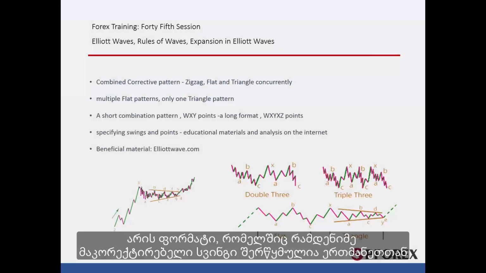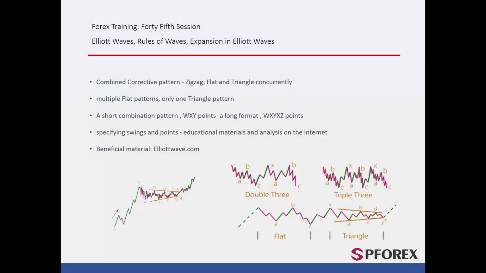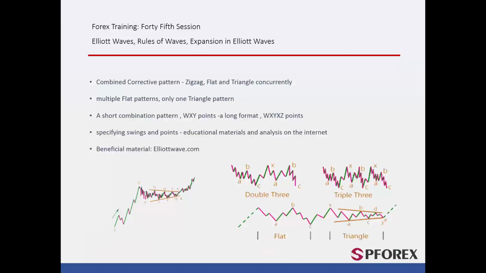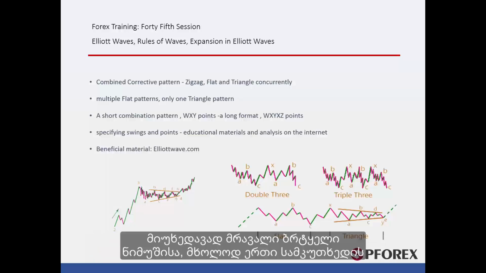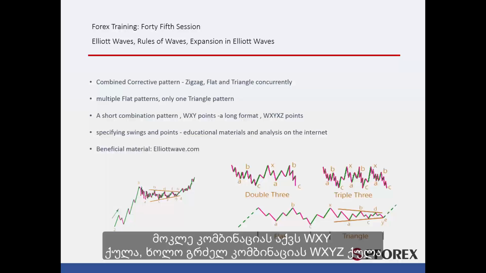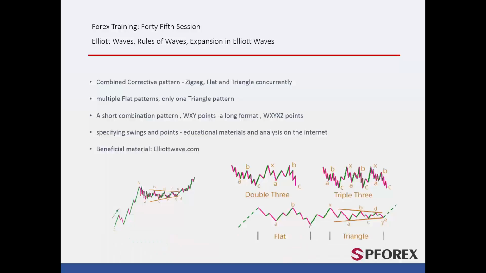There is a format in which some corrective swing types are combined with each other. The combination can consist of zigzag, flat and triangle concurrently. While there can be multiple flat patterns, only one triangle pattern can form, which will be the last pattern of this combination. A short combination pattern has WXY points, while a longer format has WXYZ points.